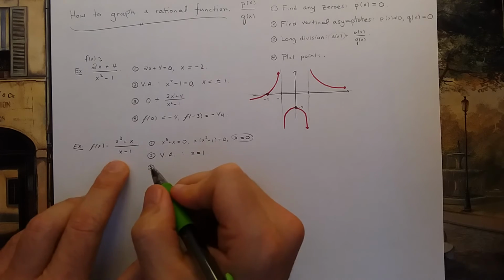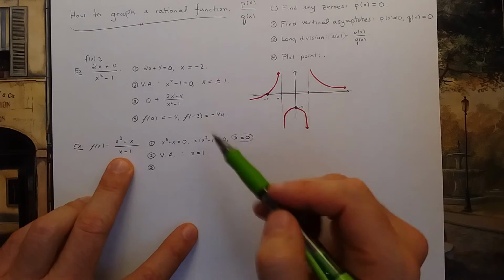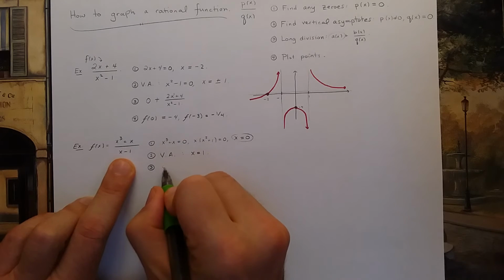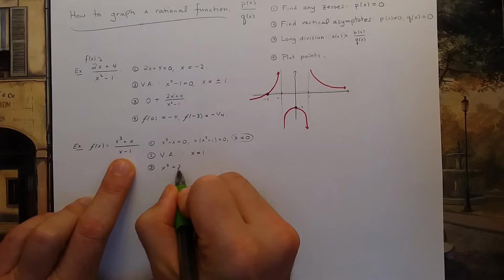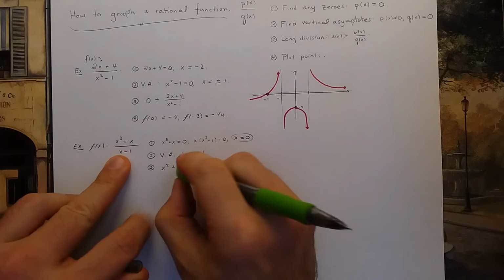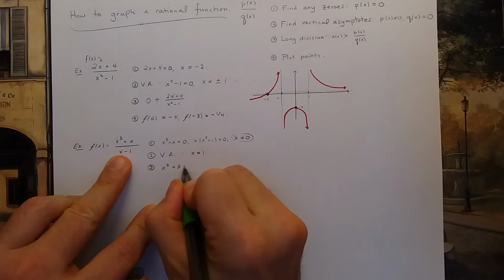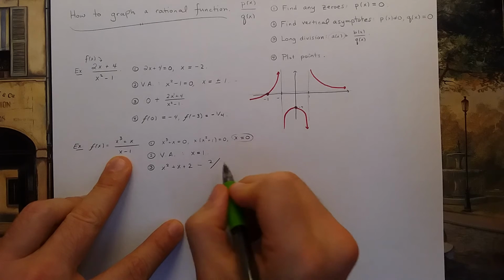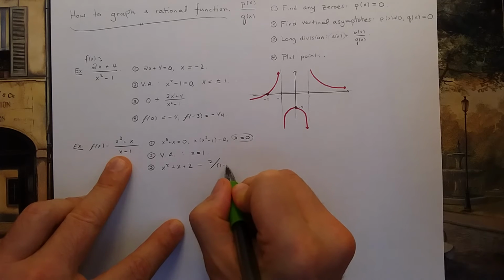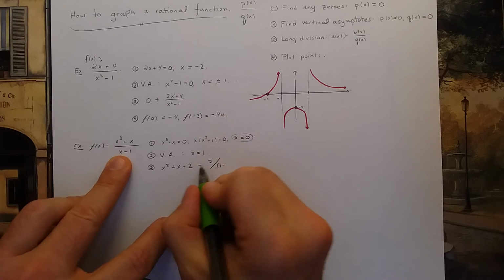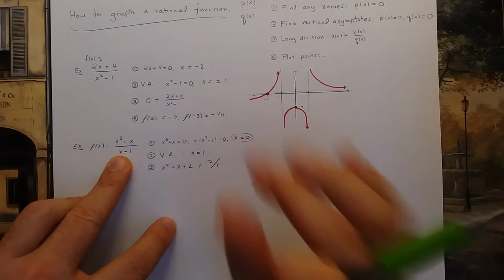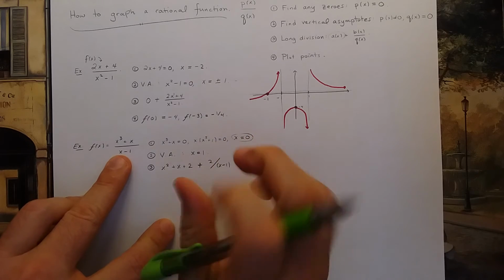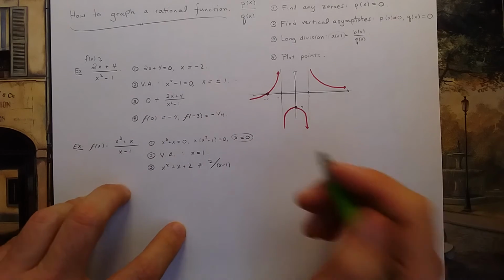Step 3, you need to do long division. I'm not going to do it in this video, but when you do long division, you'll find that this becomes x squared plus x plus 2 minus 2 over x minus 1. I did long division before the video began, and I found this answer.